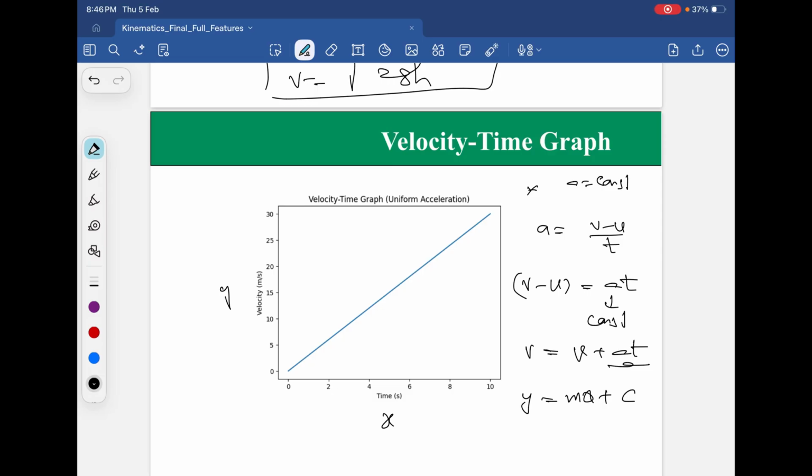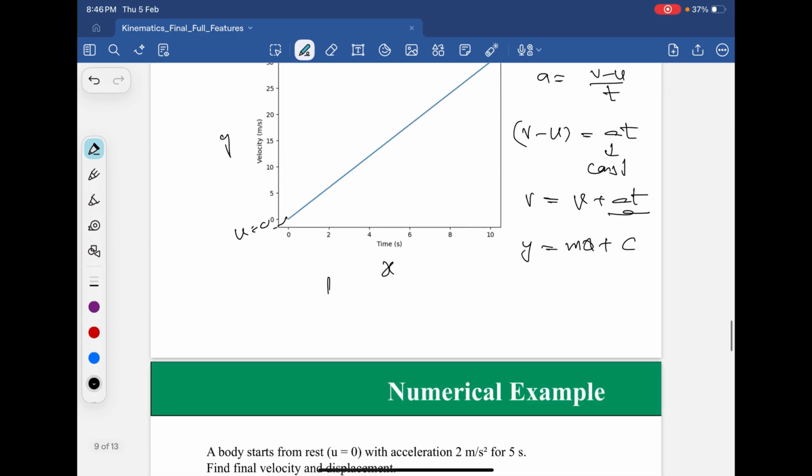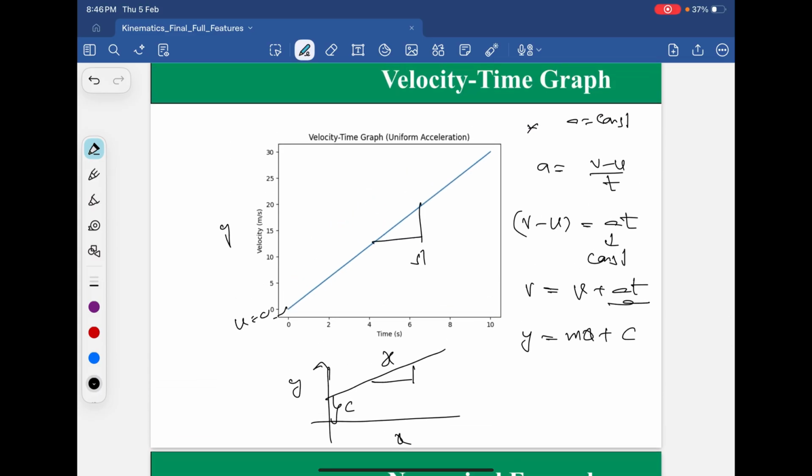So here is the velocity time graph for uniformly accelerated motion. If initial velocity is 0, you can take it like this. If initial velocity is not 0, you will get the graph like this. Okay, so y is equal to mx plus c form. The y-intercept is c. And the slope at any instant of time, what will you get here? This is the change in value of y over the change in value of x, so delta y by delta x we call slope. So change in velocity by time we call acceleration.